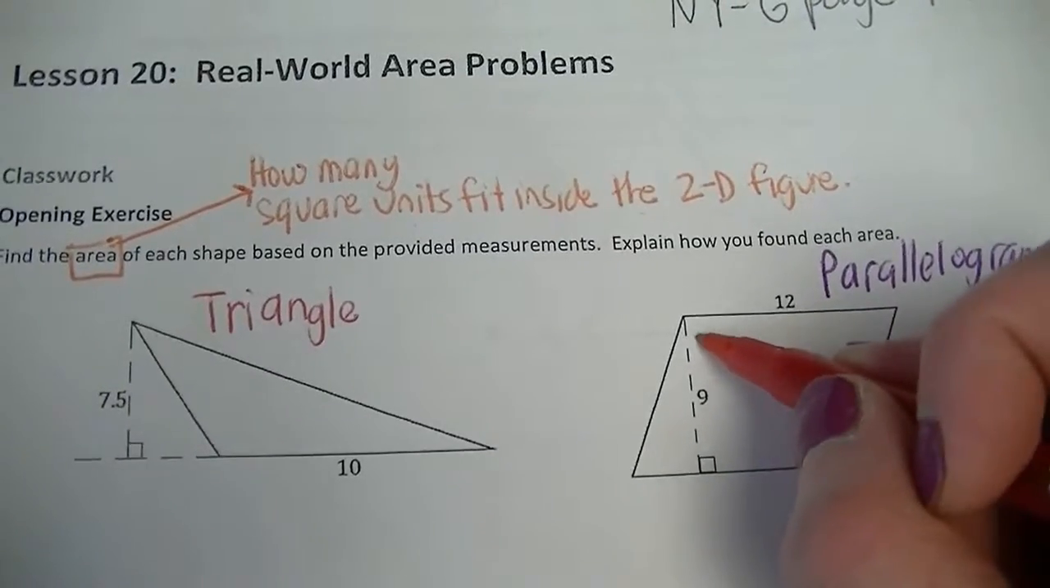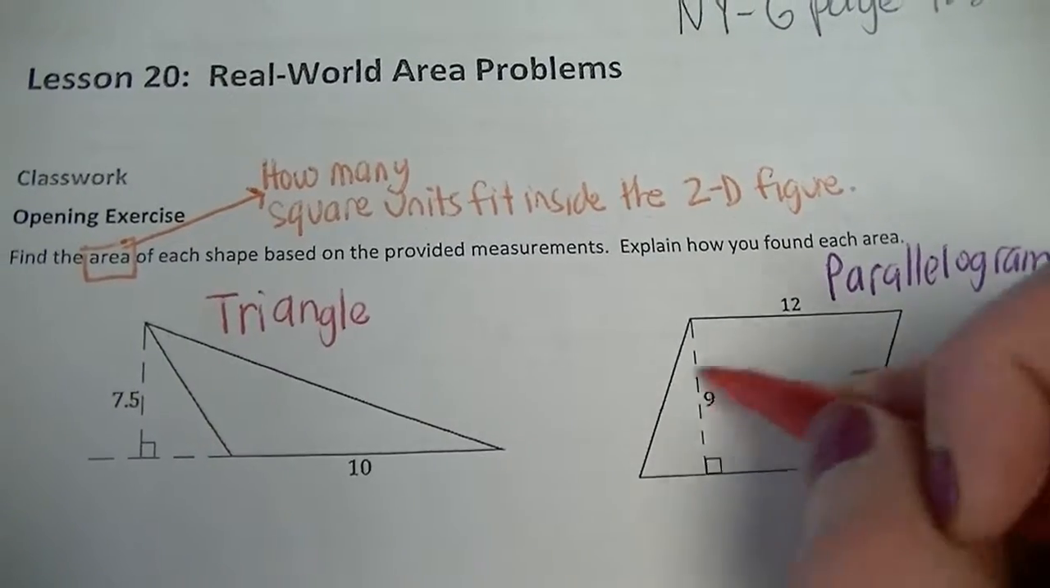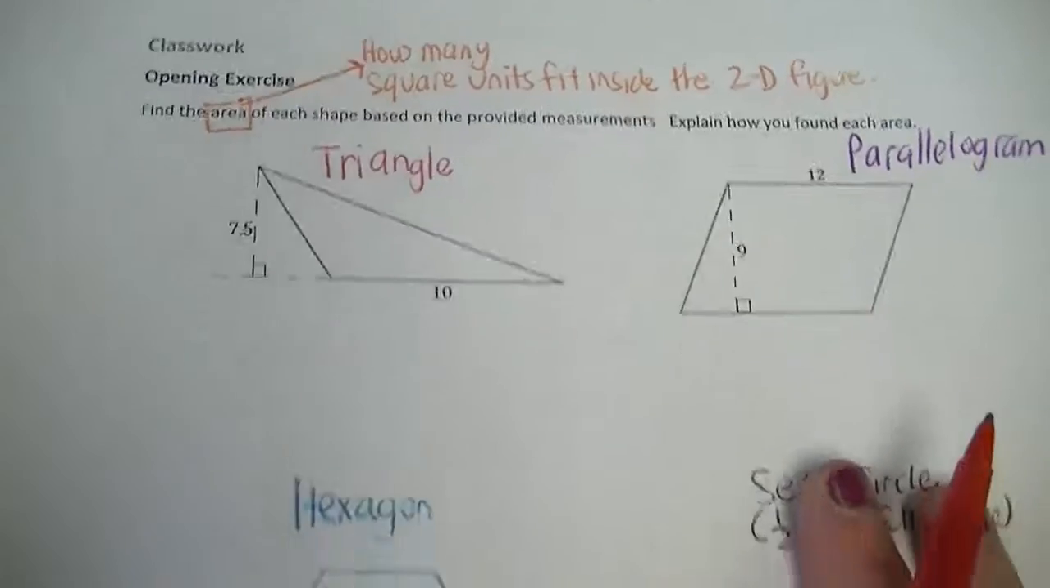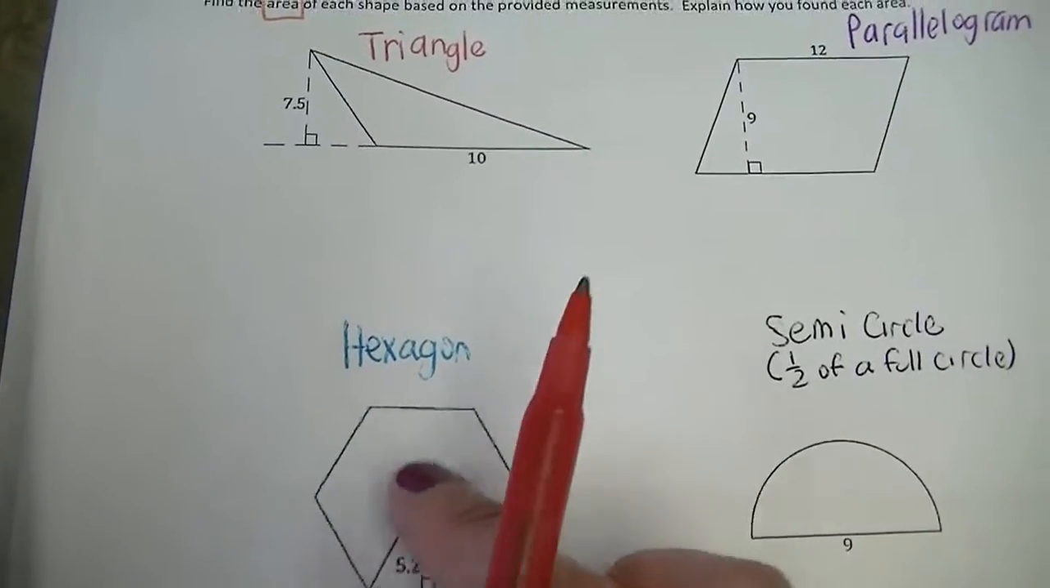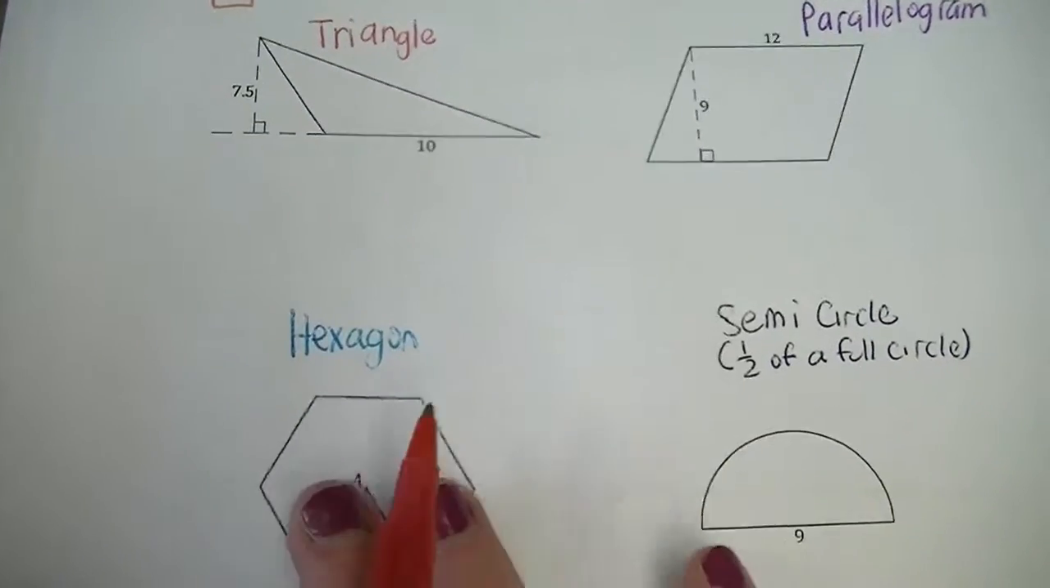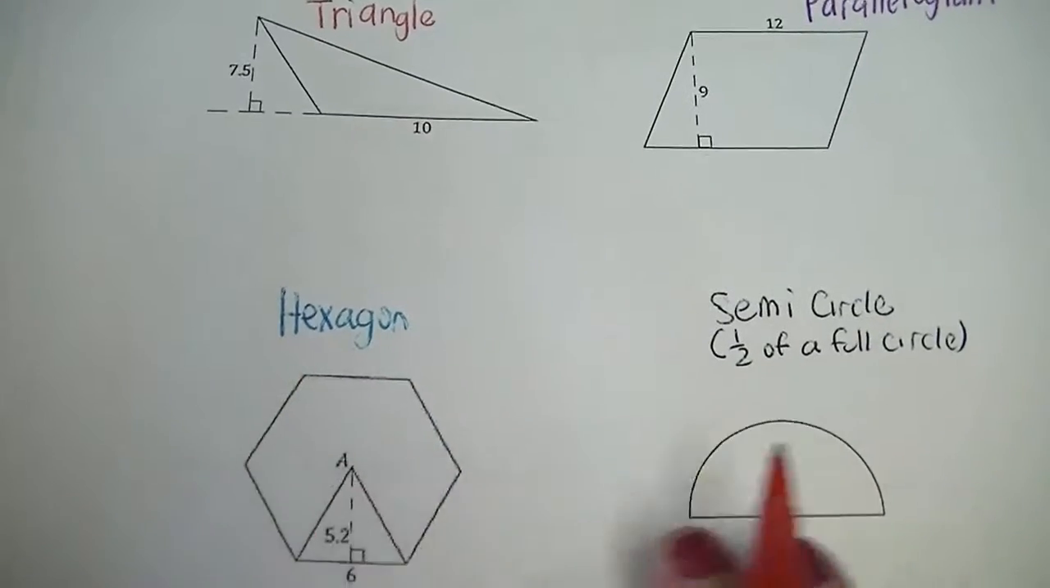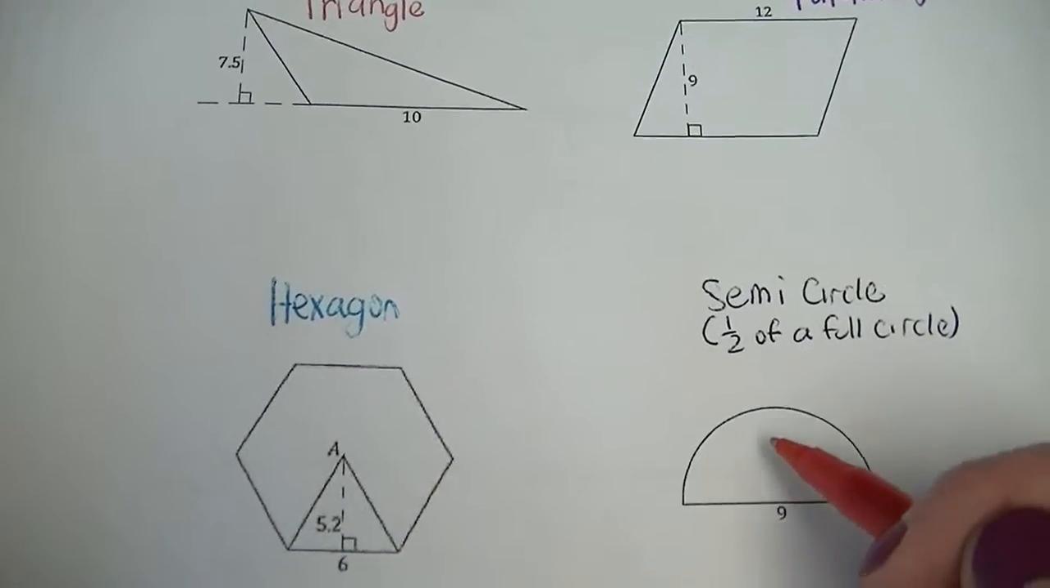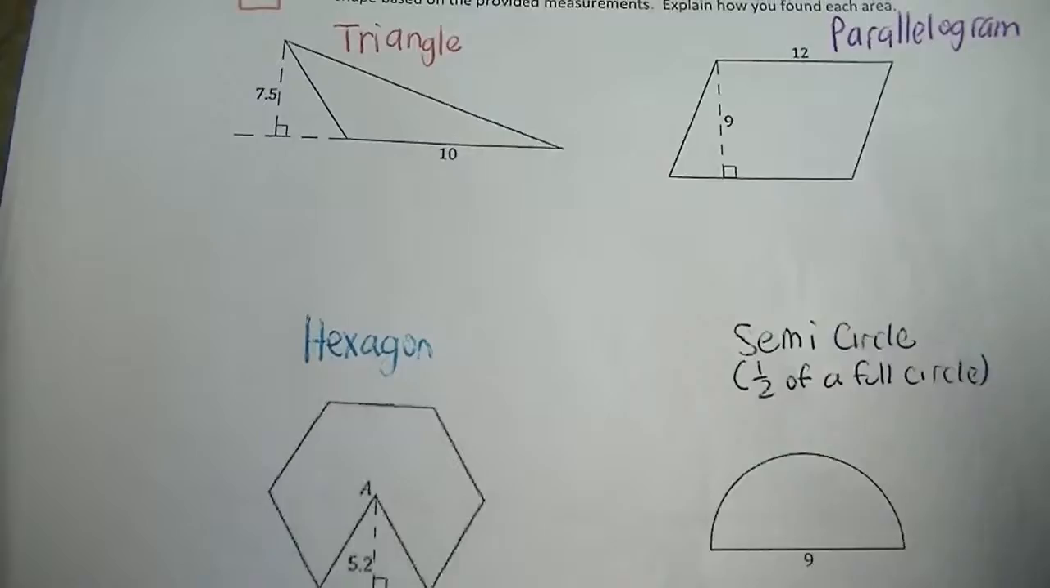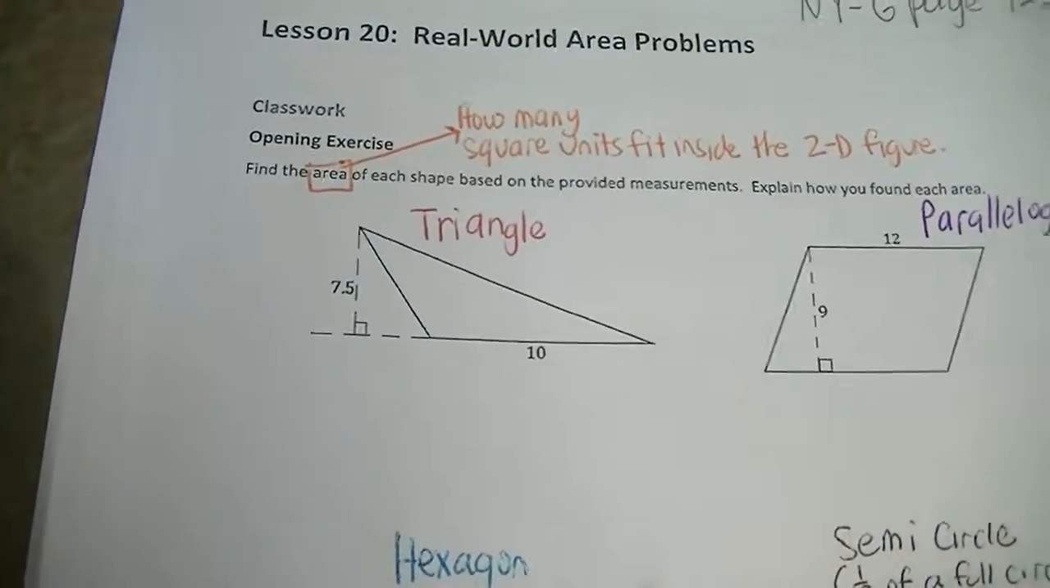Right here, same thing. When you find the area, you're finding out how many squares fit inside that two-dimensional figure. How many squares fit inside this hexagon? This two-dimensional figure, it's a flat figure. How many little squares fit inside that? How many square units? All right, so we'll start with the triangle.